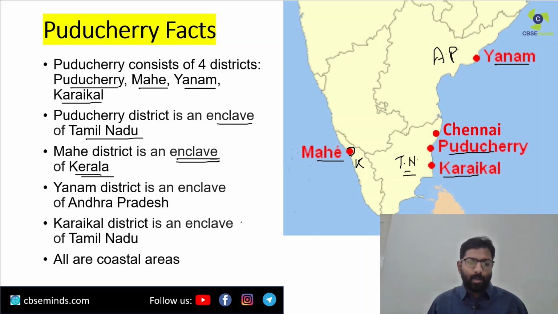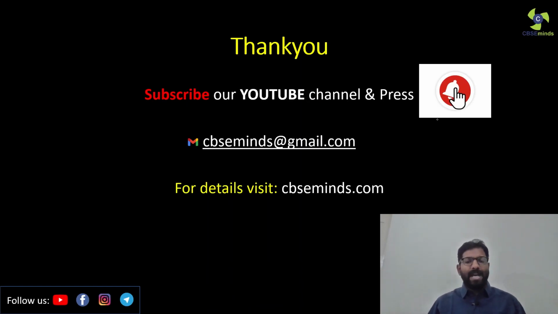And one very important fact over here is that all these areas are coastal areas. You can see that they are all in the coastal areas. So these four areas are the coastal areas. So these are the important facts about Puducherry. So we have seen the differences between state and union territories, and also the reasons why union territories are formed.